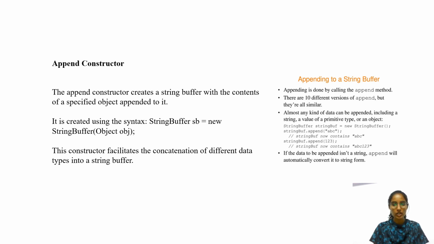Appending is done by calling the append method. There are 10 different versions of append, but they are all similar. Almost any kind of data can be appended, including a string, a value of primitive type, or an object. If the data to be appended isn't a string, append will automatically convert it into string form.